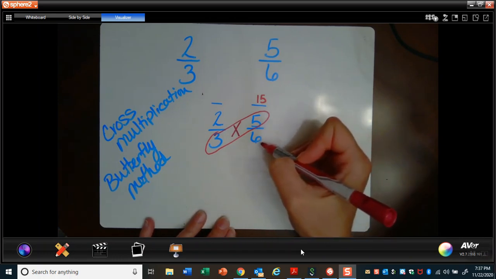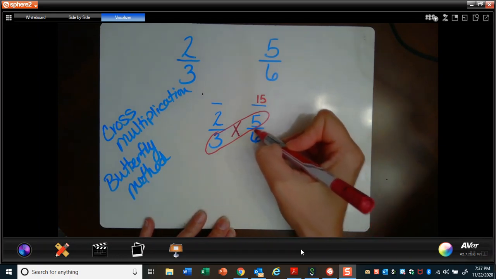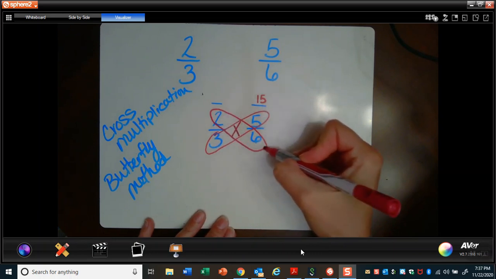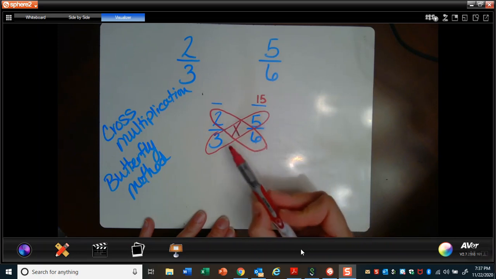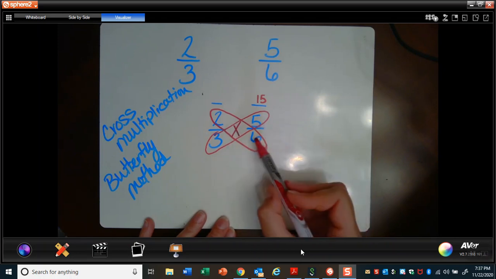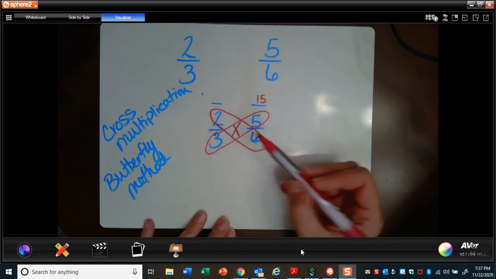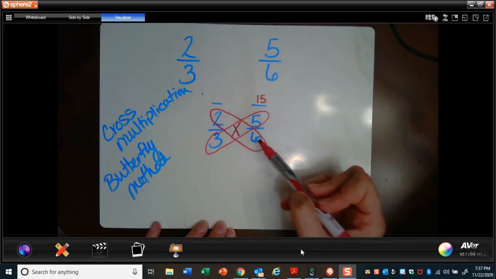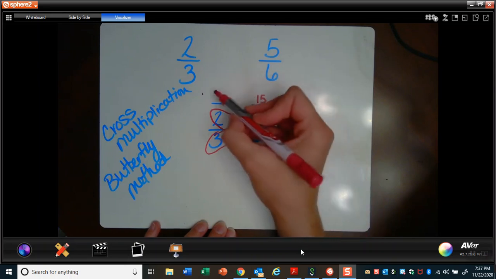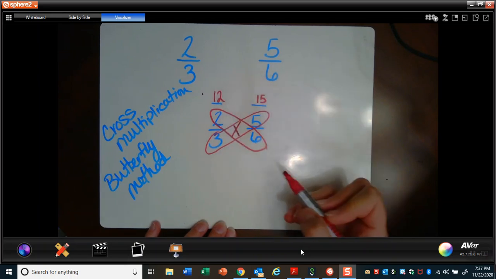Then I'm going to multiply the denominator of my second fraction with the numerator of my first fraction. And that's where you get that butterfly looking figure. And then 6 times 2, I know that skip counting by 2, 6 times, 2, 4, 6, 8, 10, 12, will give me 12 as my product.